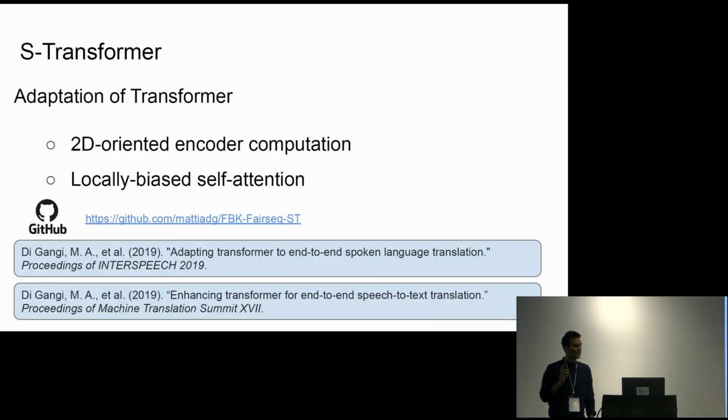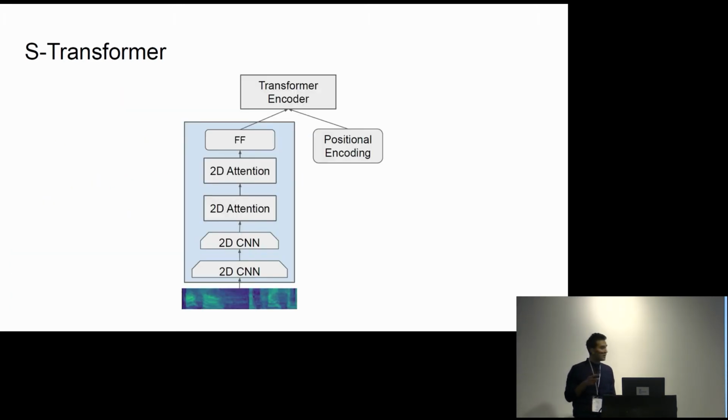That's why we have S-Transformer, which is an adaptation of Transformer for speech input. It provides bidimensional oriented encoder computation and a locally biased self-attention. There are 2 publications about this, and there is a GitHub repository where the original implementation was released, and this also helped people to start in the task. This is a schema of the encoder. The Transformer decoder was left unchanged.